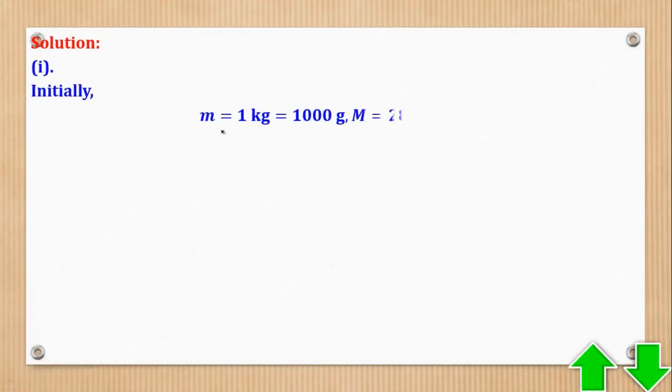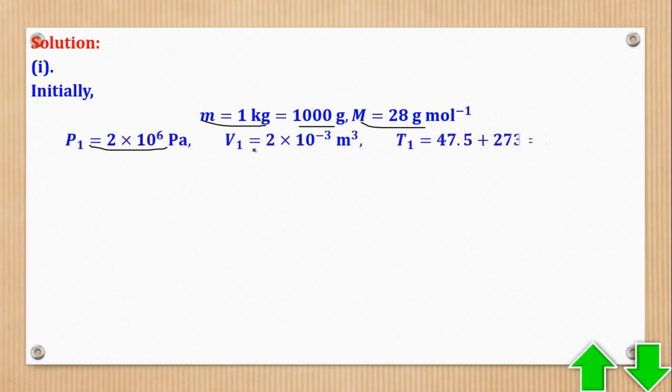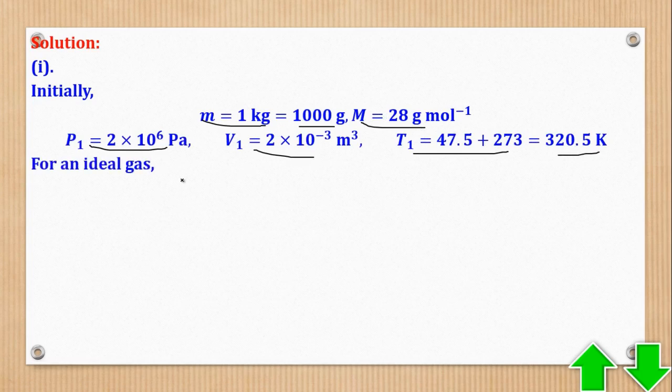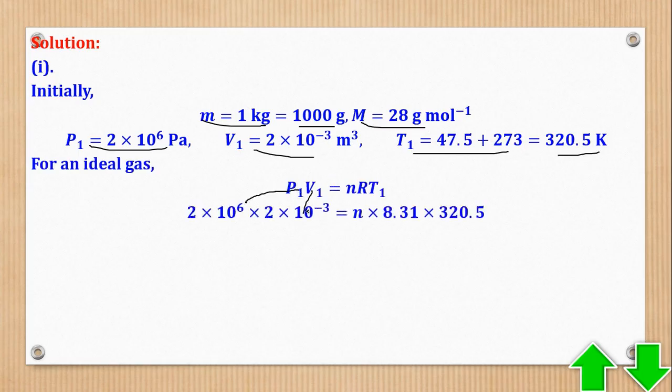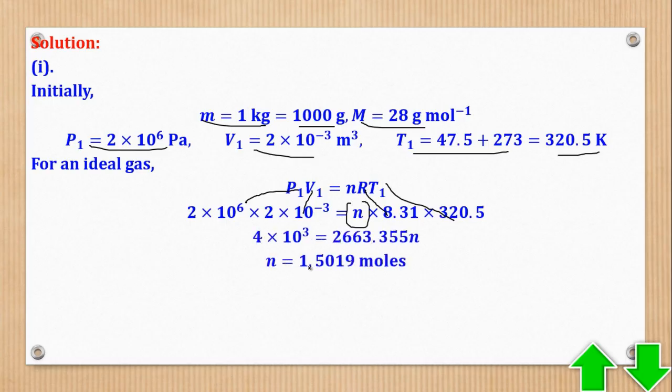So initially we have mass as that to change to grams, then molar mass, which is 28 grams per mole. P1 is that, V1 is that, and T1 is that. You convert to Kelvin. So for an ideal gas, PV is equal to nRT. So I'll come and substitute for P, for V, for R, and for T. So now I can get the value of n by making it the subject. And that'll be the number of moles they wanted.